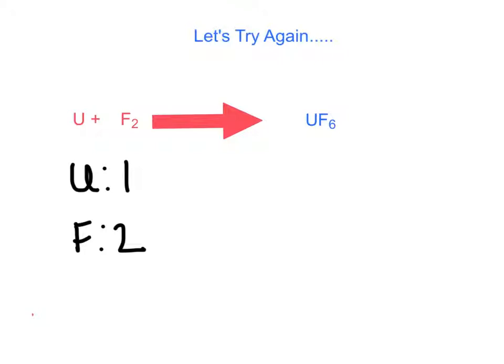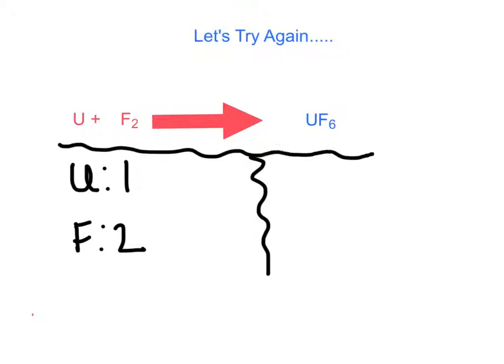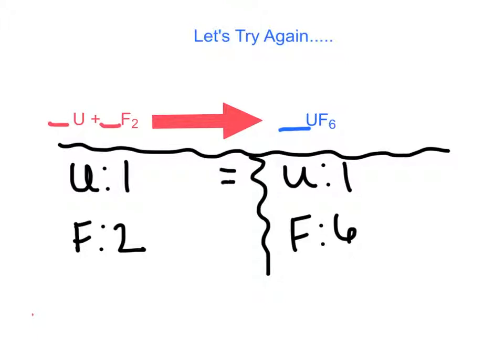Now, again, I like to draw my little line down the middle and make my T-chart so I can keep things organized. On the other side, you'll notice I have a U and there's 1, and I have an F and there's 6. Now, I need to make sure that I put coefficients where I need them so that I can balance this equation. Now, my U's are equal already, so I don't have to worry about those at this point, but my F's are not.